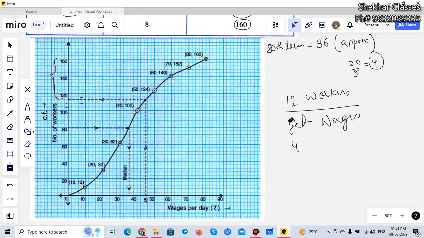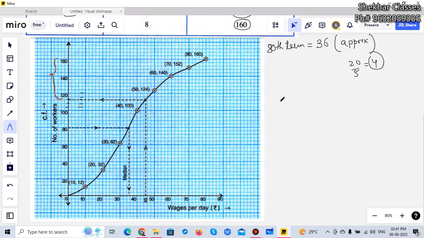So people who are getting wages more than 45 would be what? We have to calculate this. So we can calculate how? Total how many workers are there? 160 workers, right? Minus 112. Up to 112 the people are getting less than 45. So who is getting more than 45? Subtract it. So 160 minus 112, what do we get? 48, right? So we can say 48 workers, which are from here to here, 48 workers. Fine. Clear? From here to here.